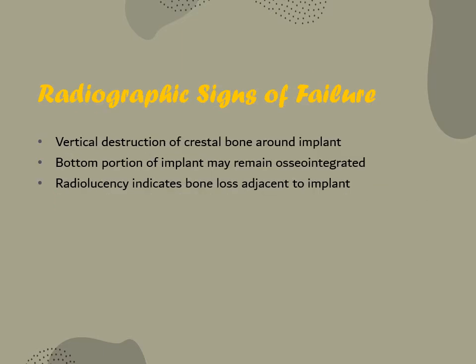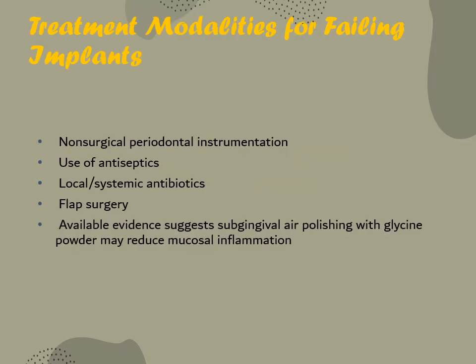So the radiographic signs of failure, here we have that vertical destruction of bone around the implant. The bottom portion of the implant could still be osseo-integrated. It could still look very radiopaque around that apex of the implant, and the radiolucency indicating bone loss adjacent to the implant. So when we see that radiolucency, we know that there's that vertical destruction or destruction of any kind of the bone around the implant, and we know that something needs to happen.